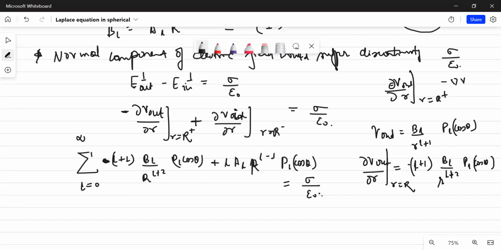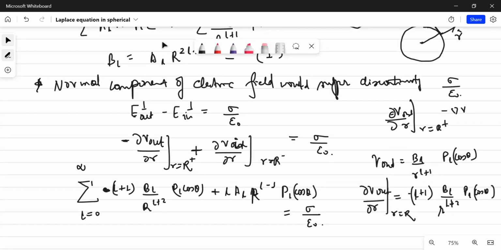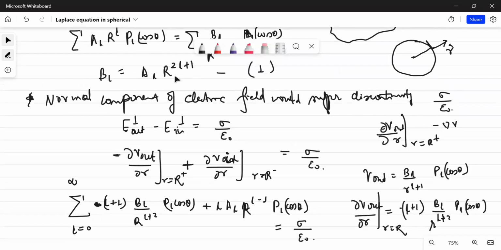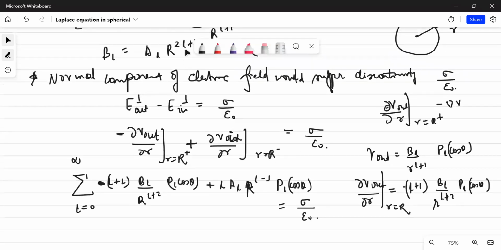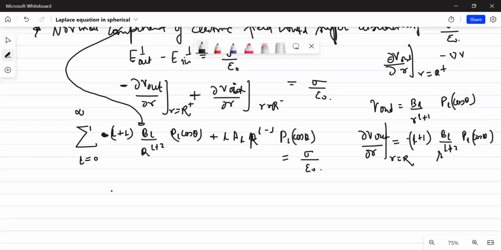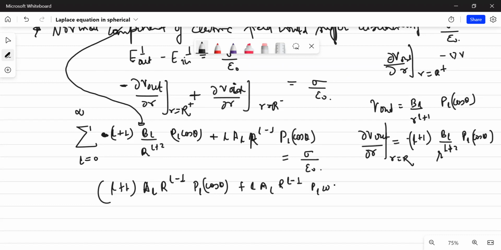Okay, now you already know that B_l is given by A_l into R to the power 2l plus 1. Do you remember this? So you can readily use this condition and put it here. Instead of B_l you can place A_l into R to the power 2l plus 1. With the l plus 1 factor, this becomes R to the power l minus 1 times P_l cos theta, and then you have l A_l R to the power l minus 1 P_l cos theta, and this all is equal to sigma over epsilon.